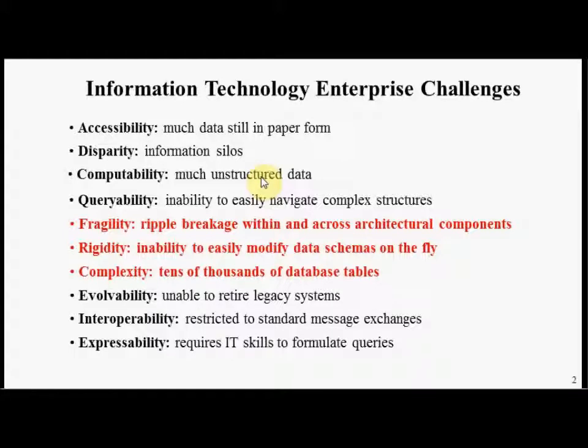Information technology has a number of challenges associated with it today. In today's presentation, we're going to look at three. We're going to look at something called a fragility problem. Oftentimes in software architecture, an architecture is broken down into a number of tiers. And the fragility problem is one where you make changes in one of the tiers and you get this ripple effect that causes breakage in other layers.